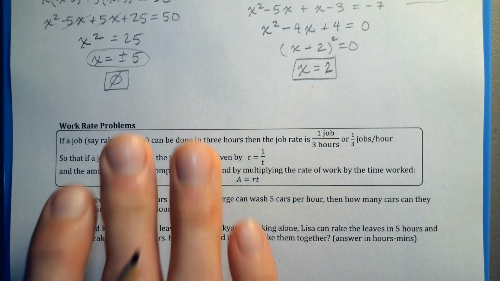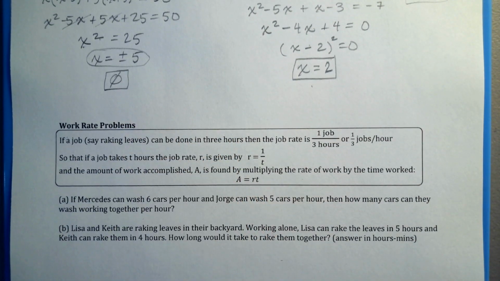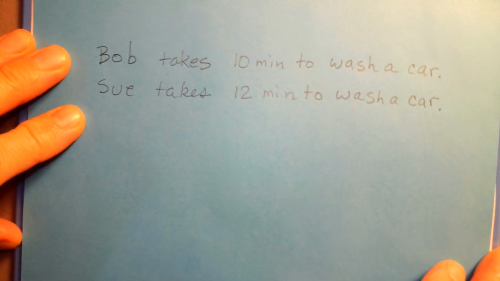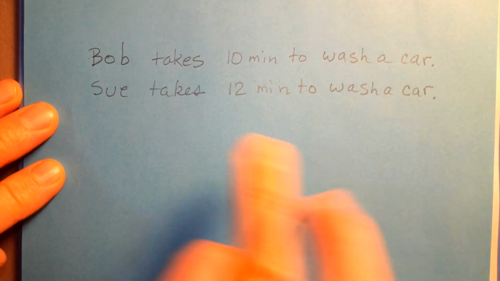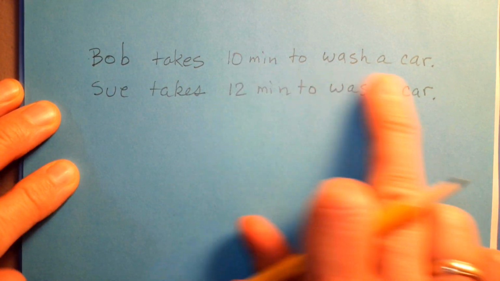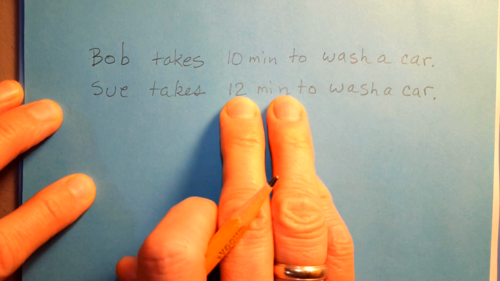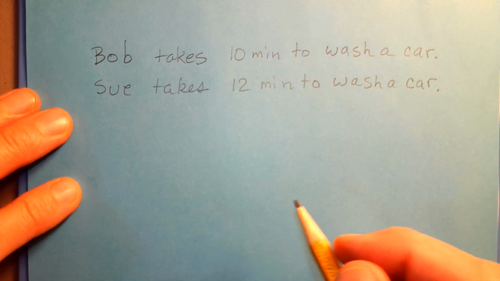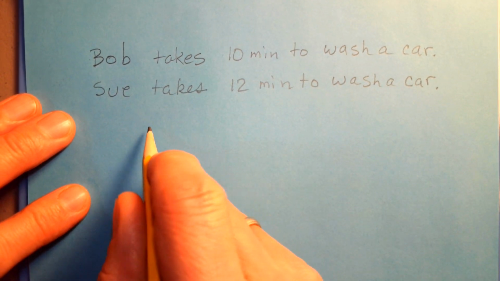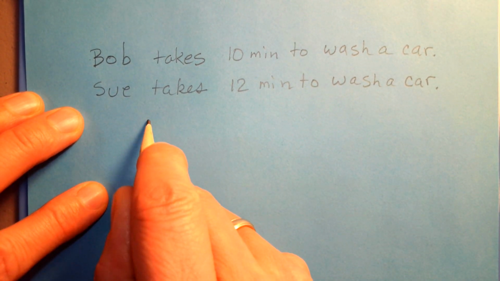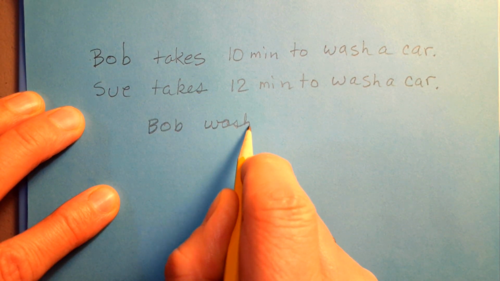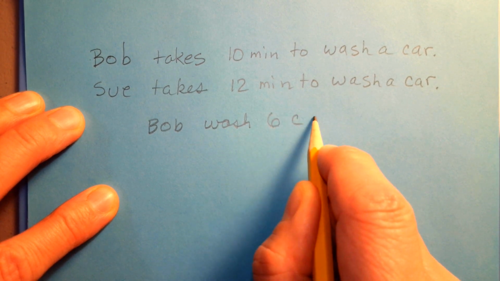All right, so we want to talk about job rate things. And let me just kind of do a little sidebar for a second. And this is like rate at which you can do jobs and things. So let's say that Bob takes 10 minutes to wash a car and Sue takes 12 minutes to wash a car. Okay, so we could say that in an hour, Bob can wash 6 cars an hour.